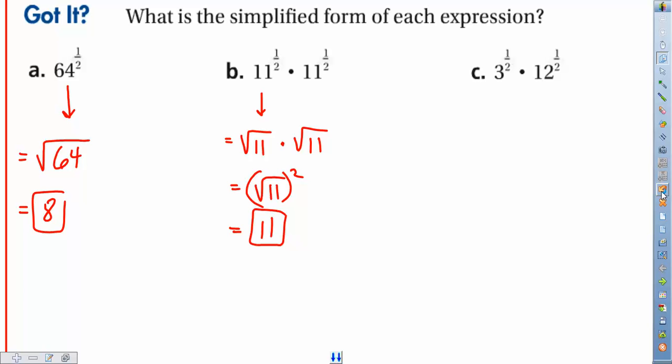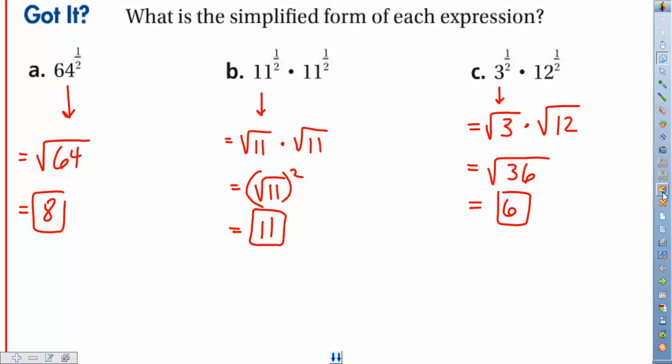And then if we look at this next one here, even though they don't have the same base, we can still rewrite each one of these. That's the square root of 3 times the square root of 12. Since they are both square roots, do you notice it's okay to multiply the 3 and the 12 together? And we have the square root of 36. Hey, wait a second. I think we can take the square root of 36, and we end up getting 6.